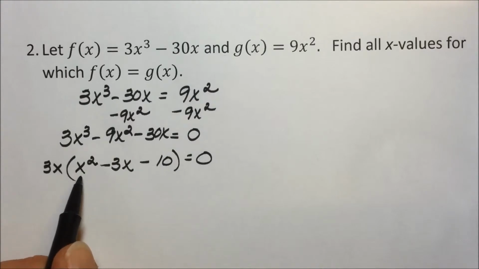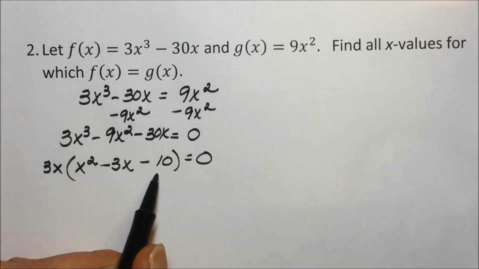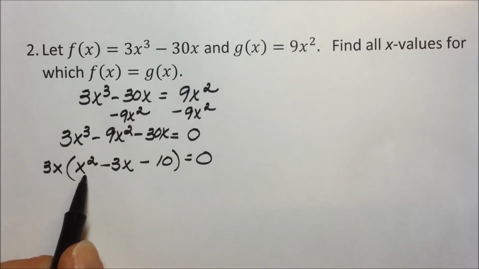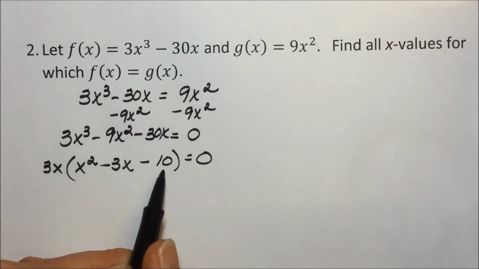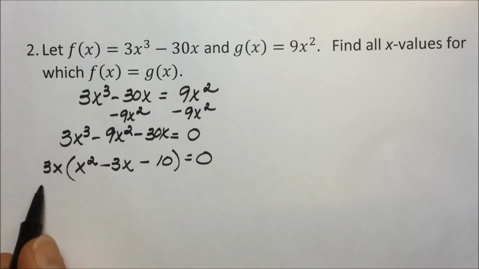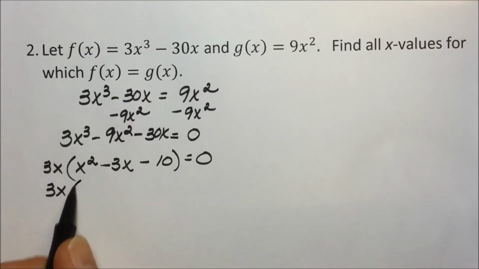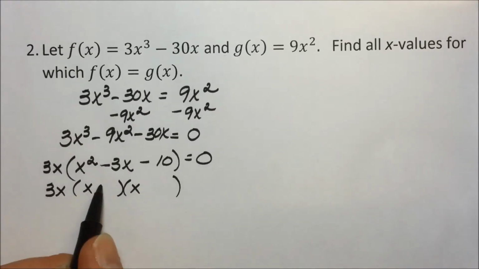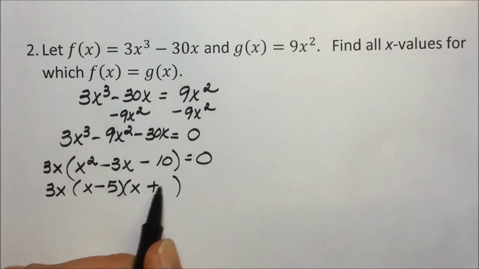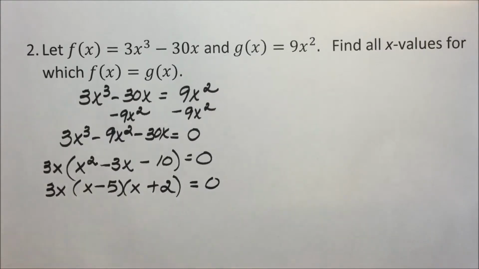And then if we look at this trinomial, we can factor further. Because the coefficient is 1 here, we're looking for factors of negative 10, one positive, one negative, that add up to be negative 3. So we have a choice of 1 and 10 or 2 and 5, and doing some testing, we find that a negative 5 and 2 do the trick.